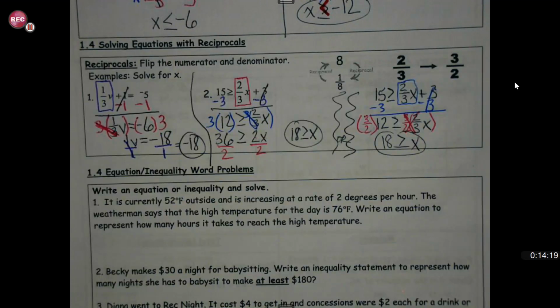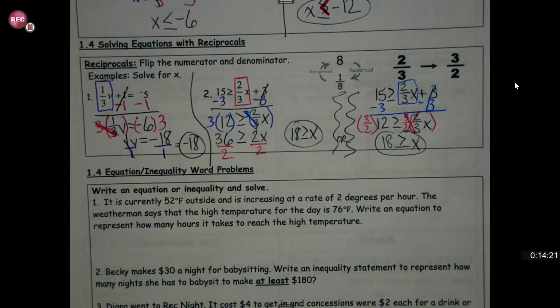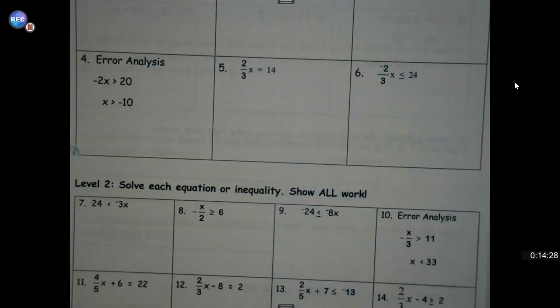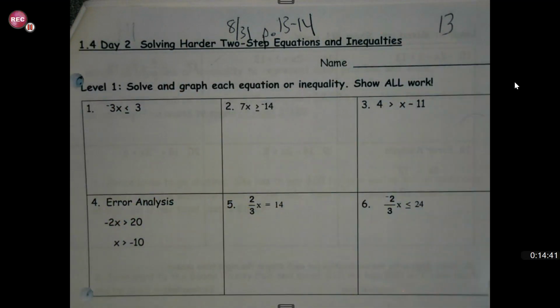Not a bad deal. So, again, keep this out. Don't put it away. It does you no good. Keep this out. And we're going to be working today on pages 13 and 14, working on some of these. What happens when I've got a negative? How does that work? What's going on with this? And working through some of those.